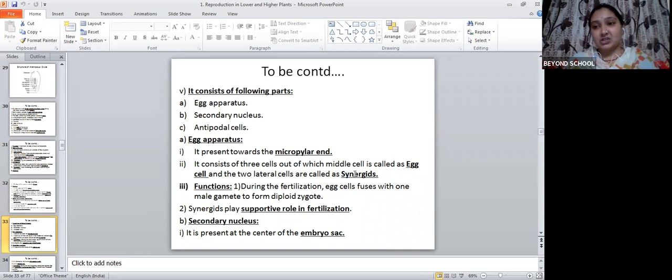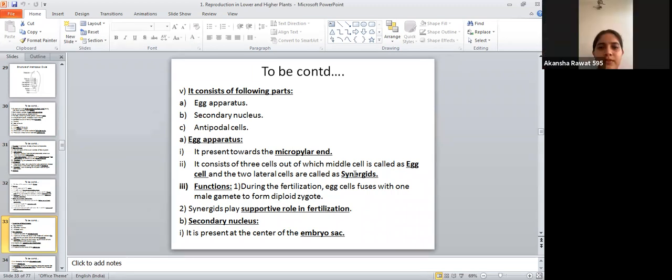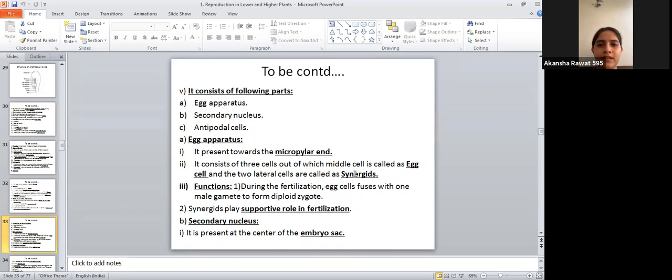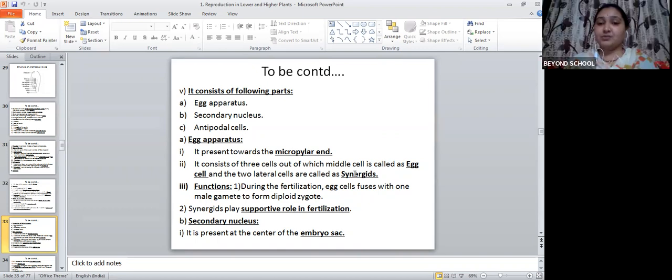Now, what is the function? During fertilization, the egg cell fuses with one of the male gametes. How many male gametes are present, Akansha? Two. So the egg cell fuses with the first male gamete to form a diploid zygote. And the synergid is a cell that plays a supportive role in fertilization and even provides nourishment to these cells.